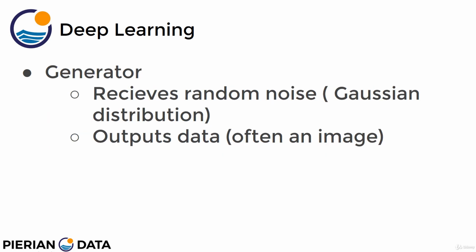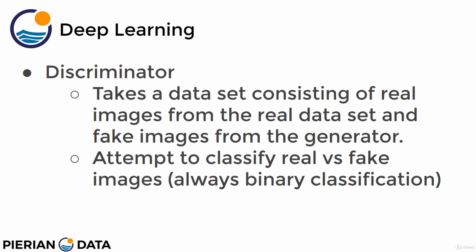So, we can think of the counterfeiter as the generator. The generator is going to receive random noise, typically a Gaussian or normal distribution of noise, and then it's going to attempt to output data. So generators are often used for image data. The discriminator is the detective. It takes a dataset consisting of real images from a real dataset and fake images from the generator, these counterfeit images, and it attempts to classify real versus fake images.